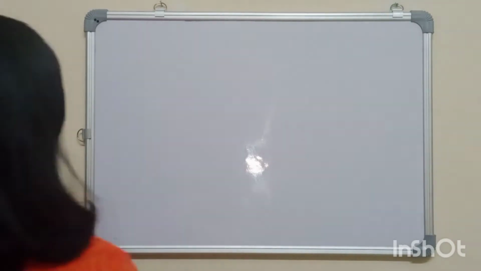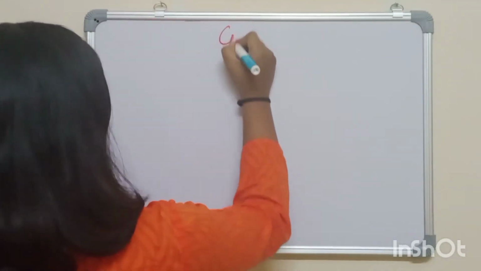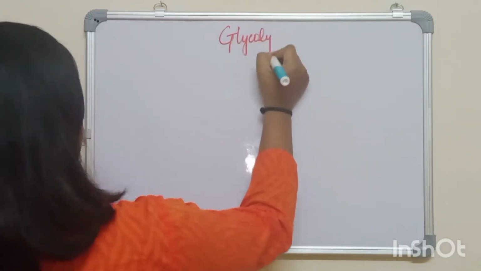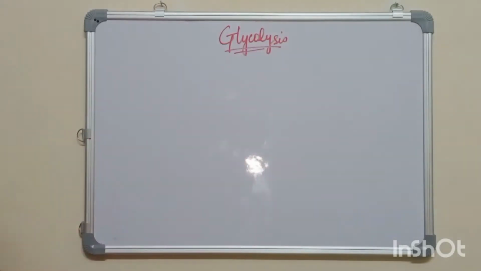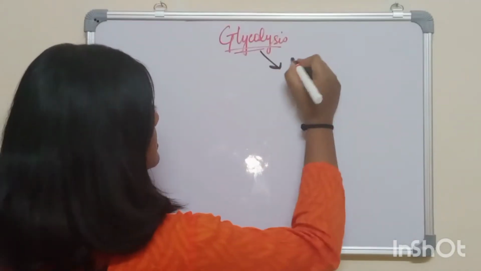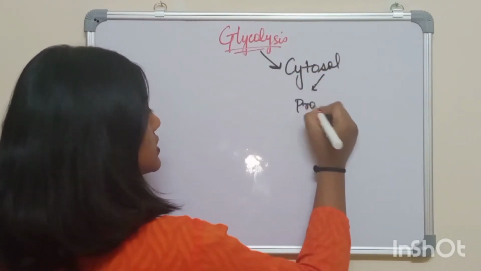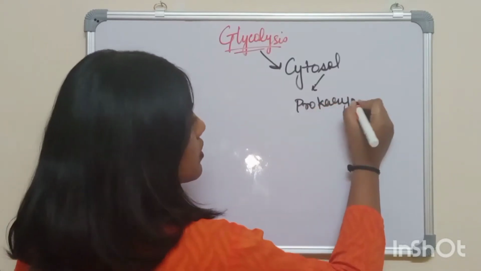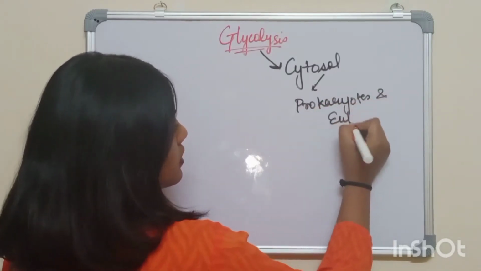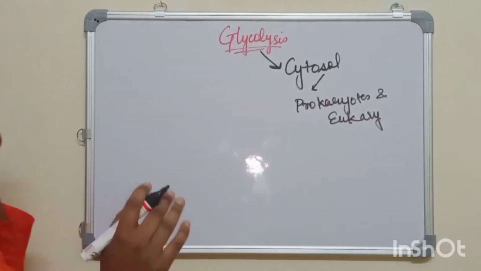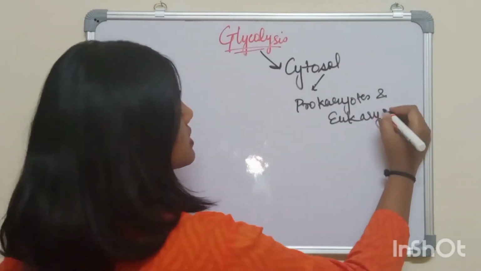So today we are going to discuss the topic that is glycolysis. So let's discuss it. Glycolysis is a topic under biochemistry. Glycolysis occurs in the cytosol in both prokaryotes and eukaryotes. In both prokaryotes and eukaryotes, glycolysis takes place in the cytosol.